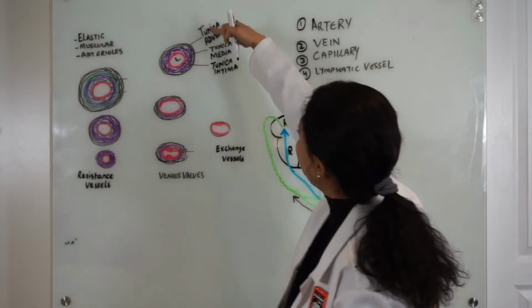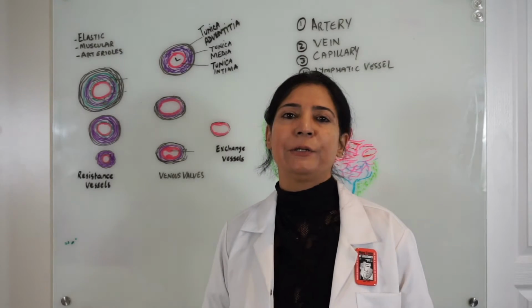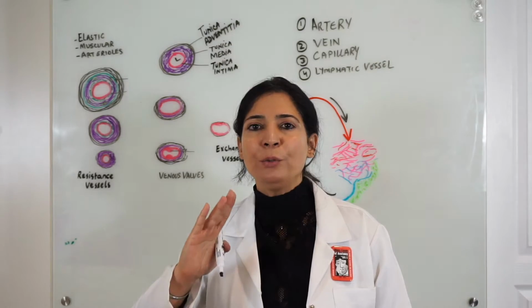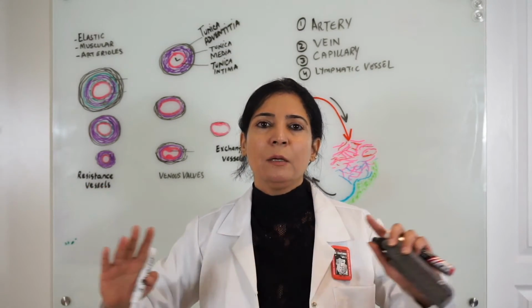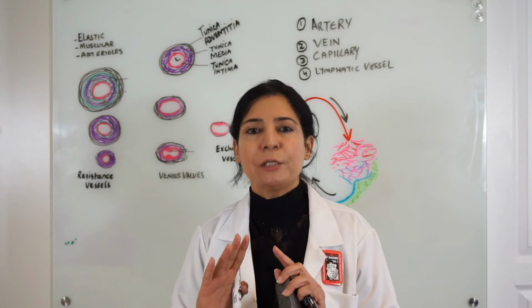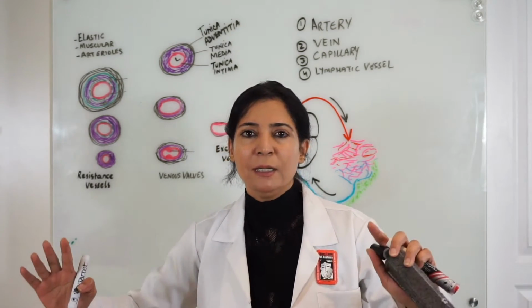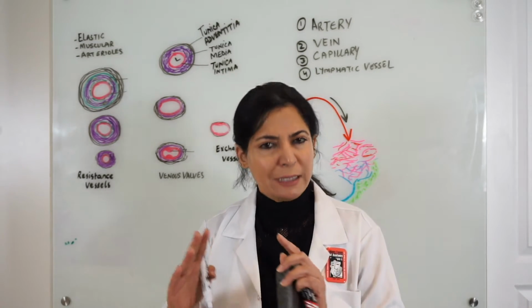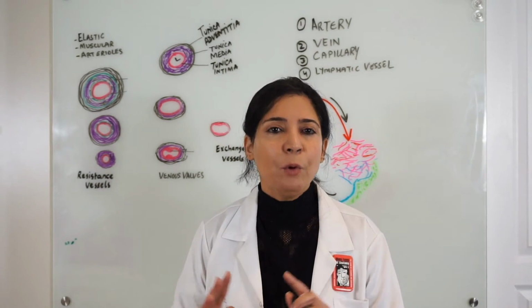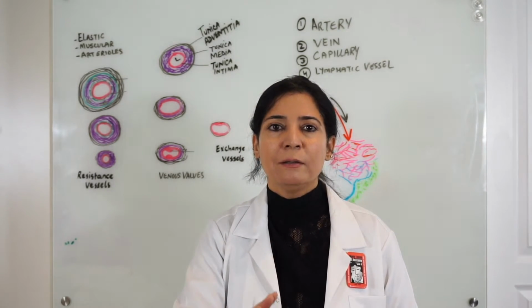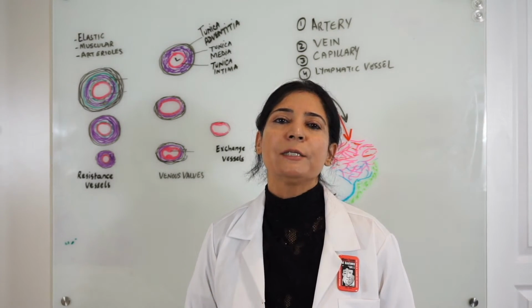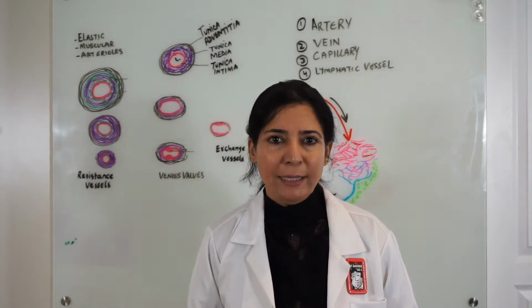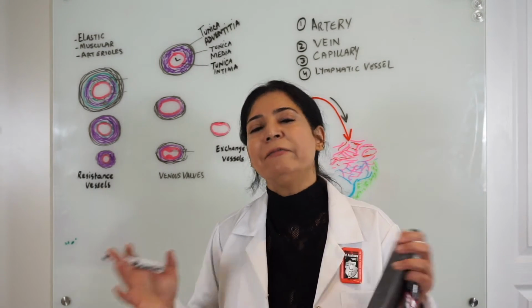Okay? So we have 3 tunics. That is the basic configuration of a vascular wall. The tunica adventitia is the outermost, and it is linking the vessel with the outer surrounding structures. Then the middle layer, which is the tunica media, is the thickest of all. And then the innermost layer, which is in direct contact with the fluid inside the vessel, is known as the tunica intima. Now, keeping this architecture in your mind, let's start classifying the vessels.